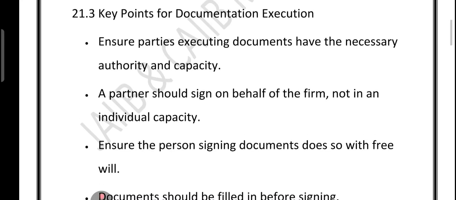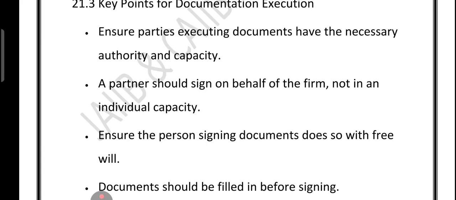So when someone signs the loan document, the bank must make sure that the person actually has the authority to sign, especially in the case of partnership or company. For example, a partner should sign on the behalf of the firm, not just as individual, and the person should sign willingly.